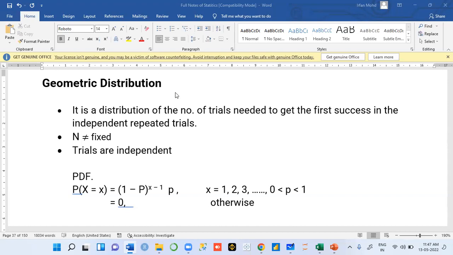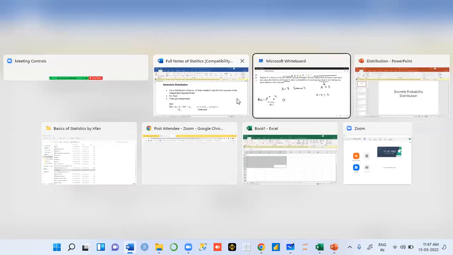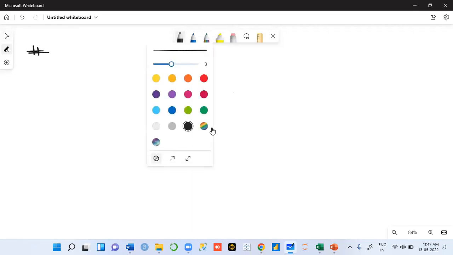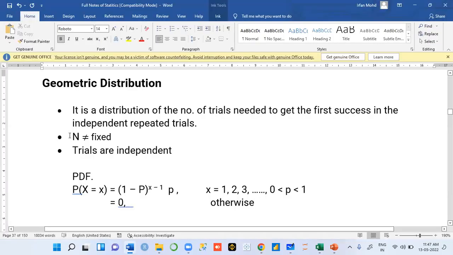Written, guys, this one? Shall I move forward on screen? Okay. So here we have an example for geometric one. Now the definition which we have written: it is a distribution of the number of trials needed to get the first success.